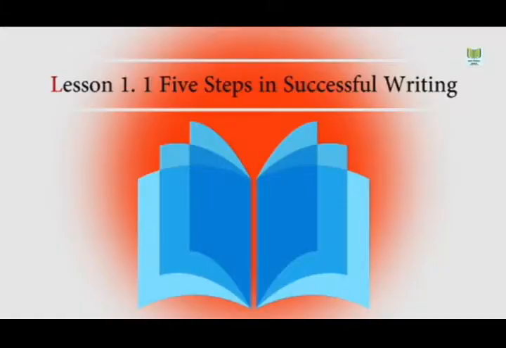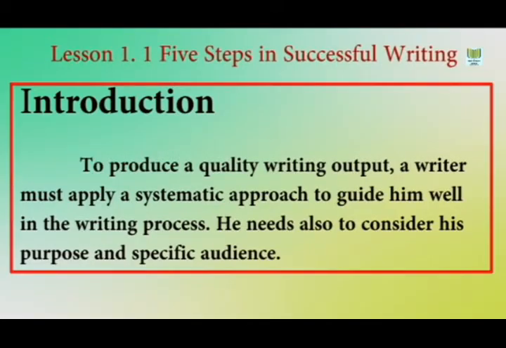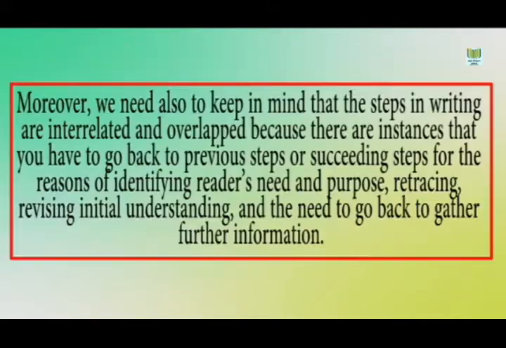Lesson 1.1. 5 steps in successful writing. Introduction. To produce a quality writing output, a writer must apply a systematic approach to guide him well in the writing process. He needs also to consider his purpose and specific audience. Moreover, we need also to keep in mind that the steps in writing are interrelated and overlap because there are instances that you have to go back to previous steps or succeeding steps for the reasons of identifying reader's need and purpose, retracing, revising initial understanding, and the need to go back to gather further information.